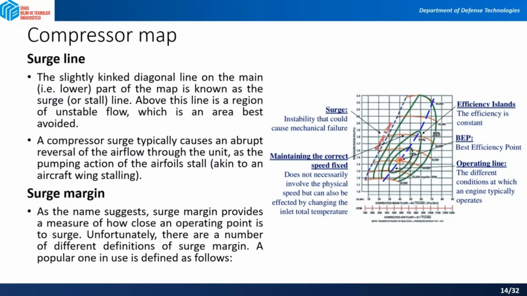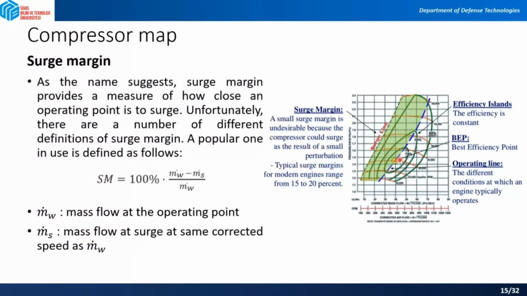There are a number of different definitions of a surge margin. A popular one, surge margin is defined as this: the difference between mass flow at the operating point and mass flow at the surge at the same corrected speed as mass flow in the operating point, and it is described in percent. As you can see, this is the surge margin for this special kind of compressor in here.